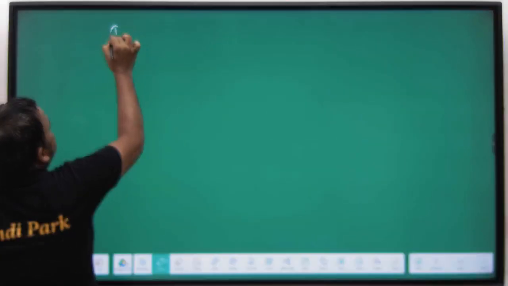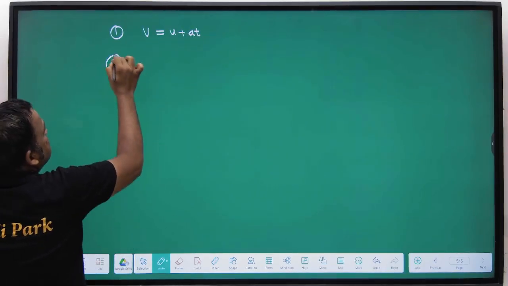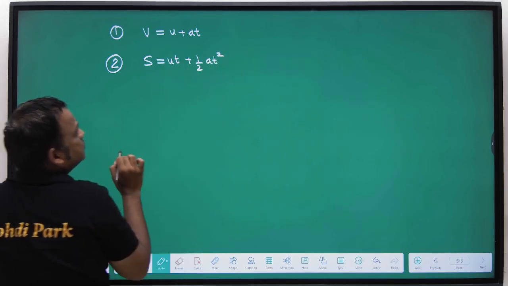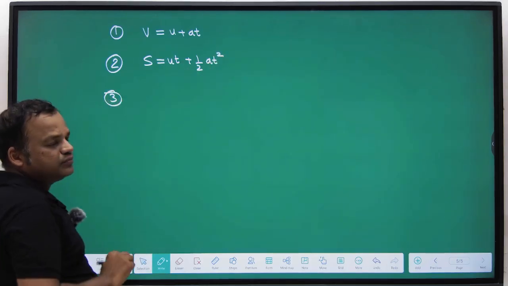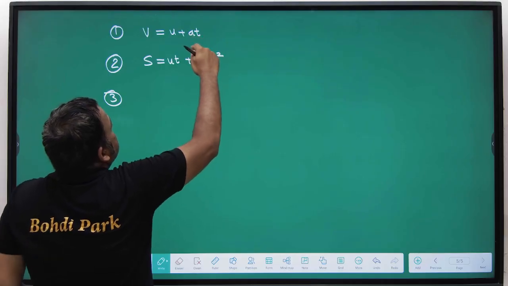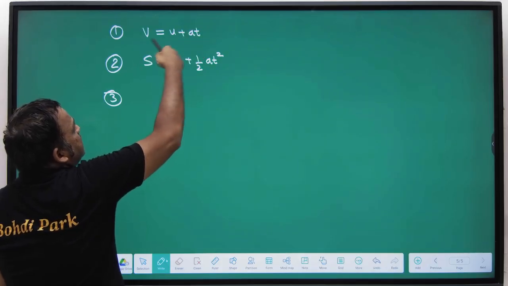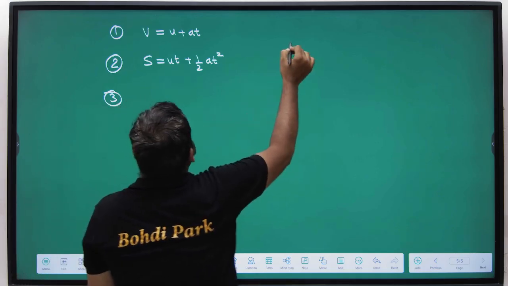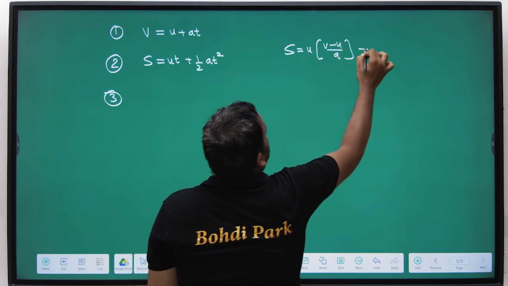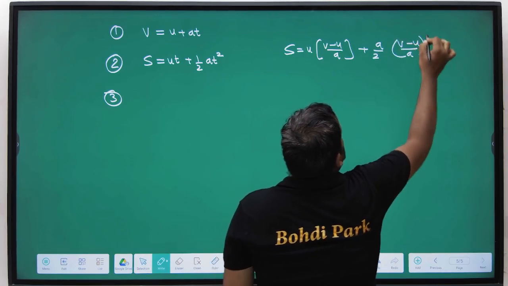So I am writing first equation as v is equal to u plus at, and second equation as S is equal to ut plus half at square. And third equation we will get when we will substitute the time from first equation in second. So basically I'm doing s is equal to u into t, which is v minus u by a, plus a by 2 into t square, which is v minus u by a whole square.